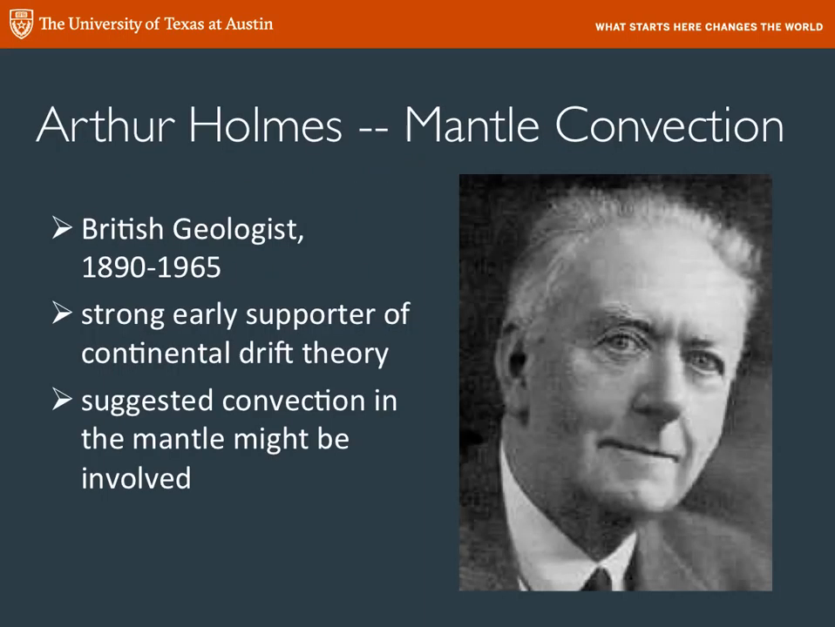So where do we go from there? Well, Arthur Holmes was a British geologist who was a very strong supporter of the idea of continental drift. He recognized the good geoscience reasoning that Wegener used, and he suggested that perhaps mantle convection might be involved in moving of continents. It turns out that he was right, but he didn't have any evidence to support his convection theory, and so he couldn't move it forward very quickly.